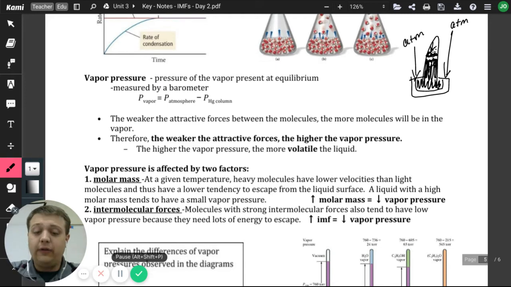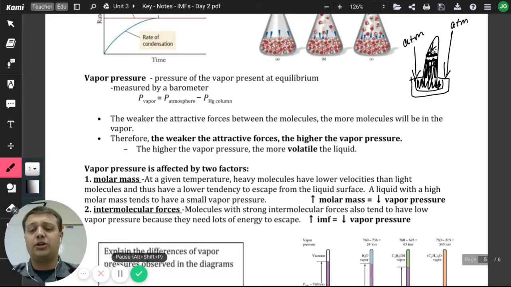Okay, now, the weaker the attractive forces between the molecules, the more molecules there will be in the vapor. So what do I mean by that? Well, if I've got an IMF, and the IMF is very, very weak, that means there's no attraction or very little attraction to these molecules, right? And so because there's very little attraction, they're very easy to pull away and turn into a vapor. And since they're very easy to pull away, they're more likely to turn into a vapor. So if I've got a low IMF, my vapor pressure is actually going to increase. And if I've got a very high IMF, my vapor pressure is going to decrease.